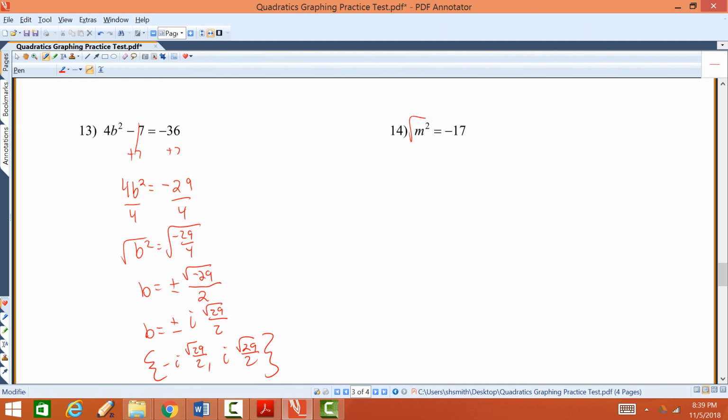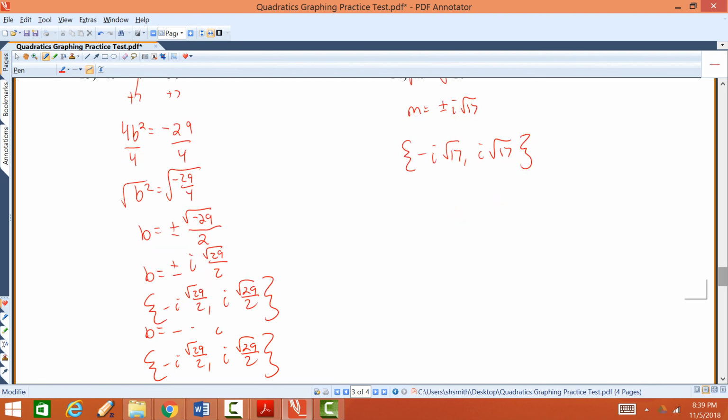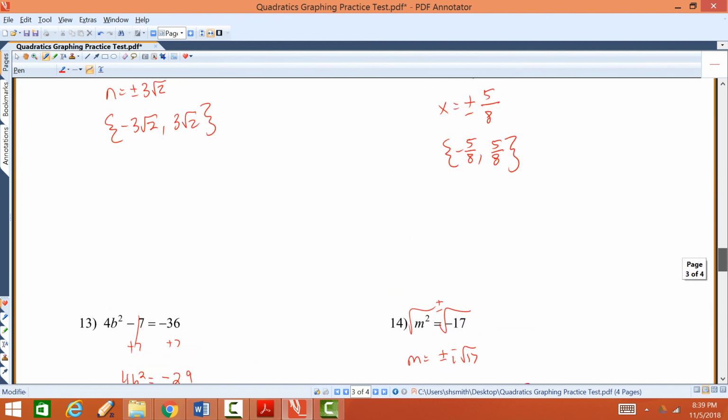All right, and the last one, we can just go straight to taking the square root, but we're taking the square root of a negative. Don't forget the plus or minus. So m is plus or minus i square root of 17. You can't simplify the square root of 17. So this is negative i square root 17, positive i square root 17. And I believe that was the last problem. So that's it for the practice test.